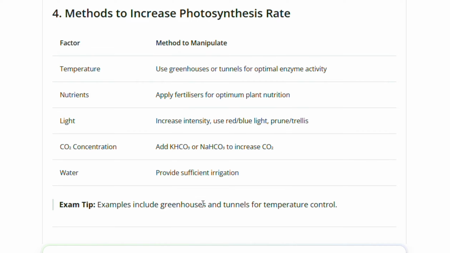Examples include greenhouses and tunnels for temperature control. So if they ask, okay, what can we use to control temperature? Then you say greenhouses. If you say something else, I will catch you. I will look for you, because I know some of the teachers and they don't mean to. And I can say, hey, give me those students that make mistakes and write something else, something that I didn't teach them, right?